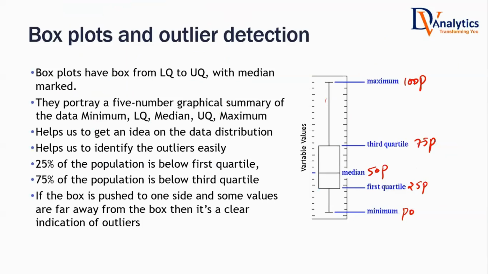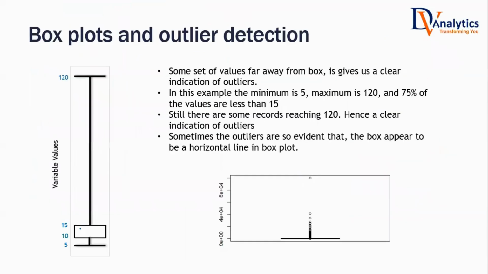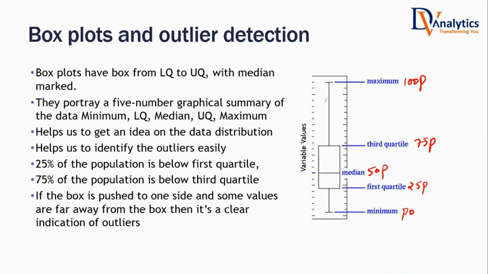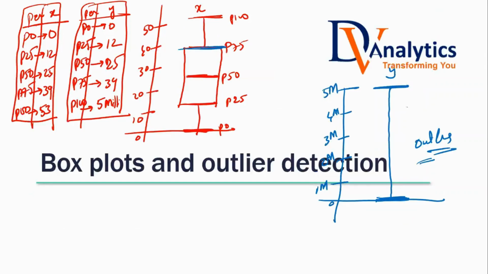When there are outliers present in the data, say 75% of the data is below 15, but some values are going as far as 120. Definitely there are outliers, but somewhat we can see them. How about this one? There are huge outliers. So the box plot is a visual representation for detection of outliers. It is an alternative to the methodology that we followed in the percentile distribution.